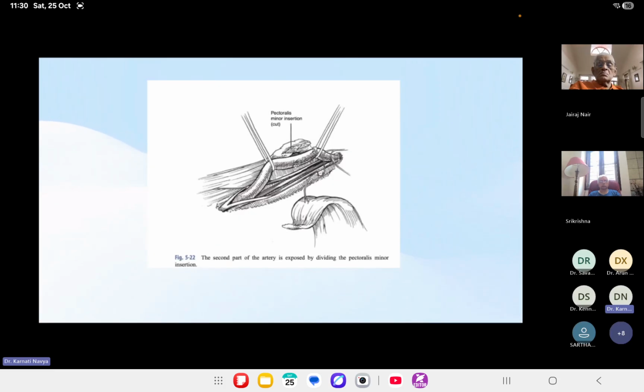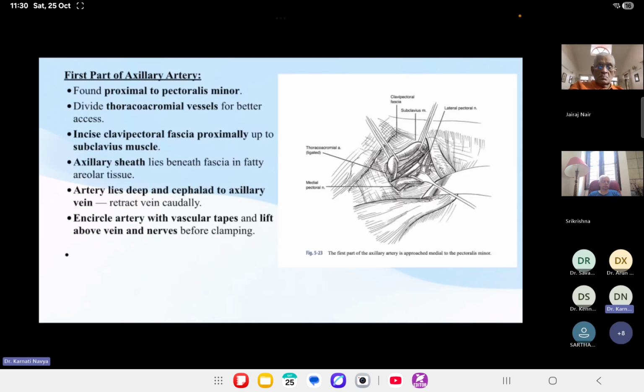Here it shows the pectoralis minor muscle insertion, which is cut, and the looping of the second part of the axillary artery by dividing it.